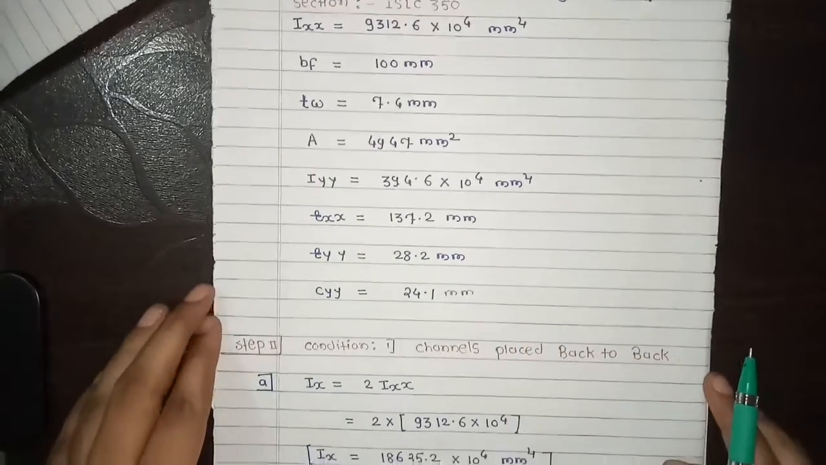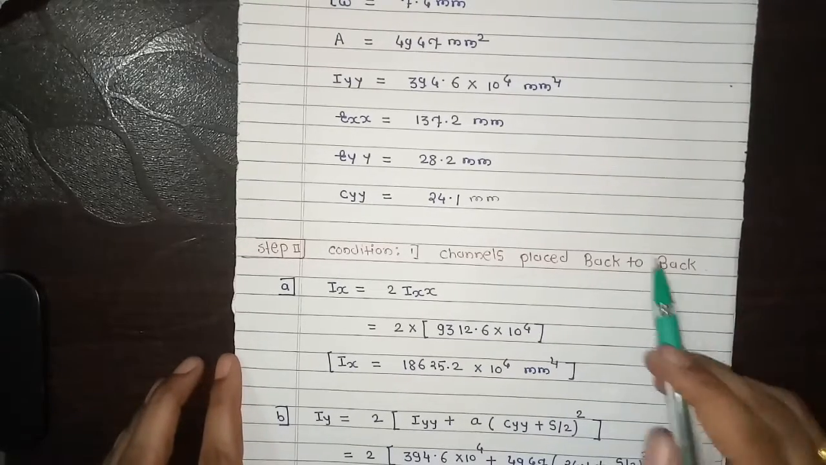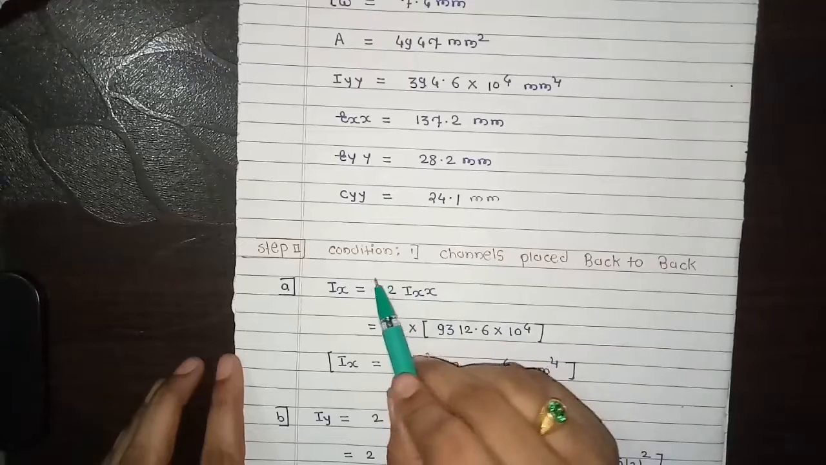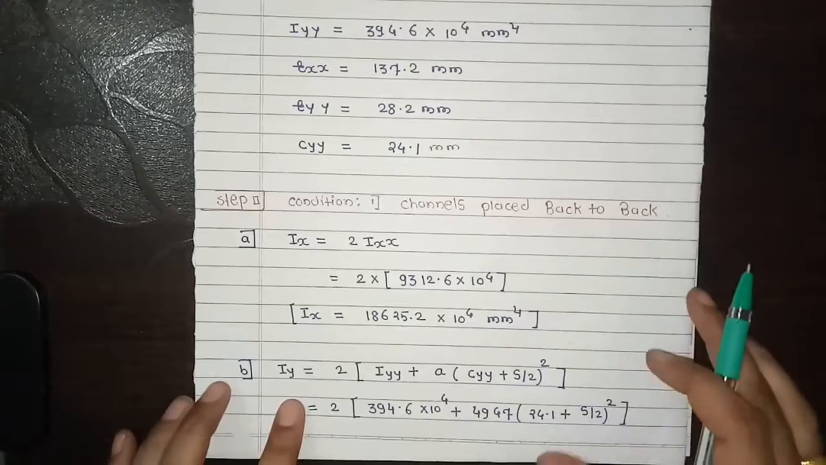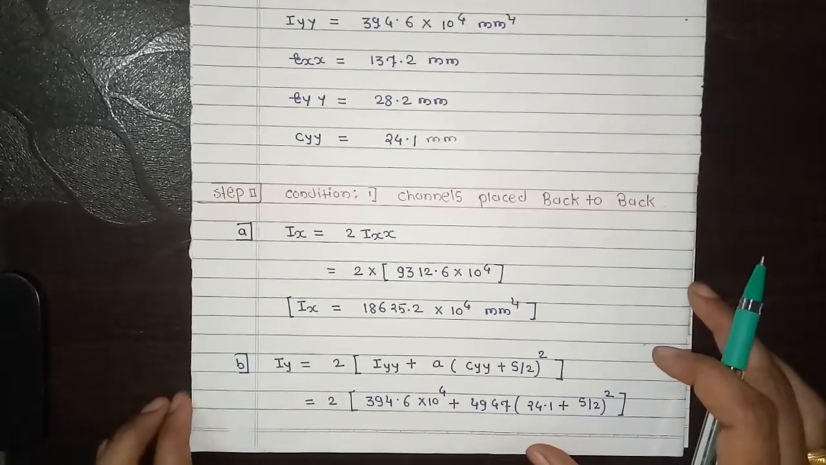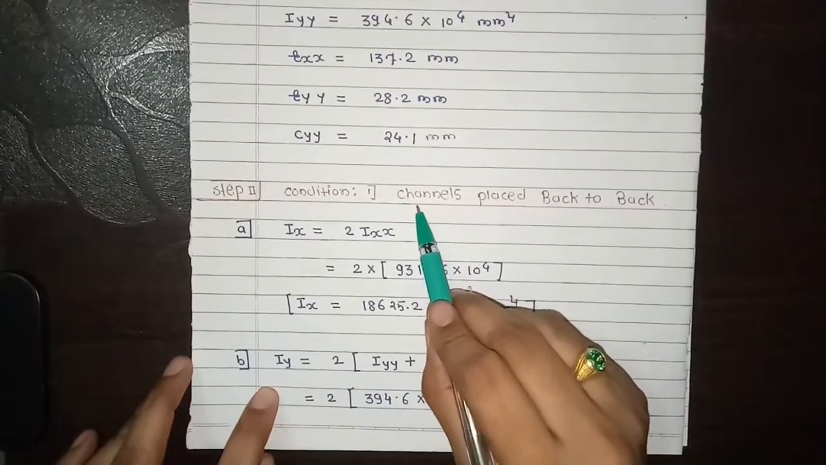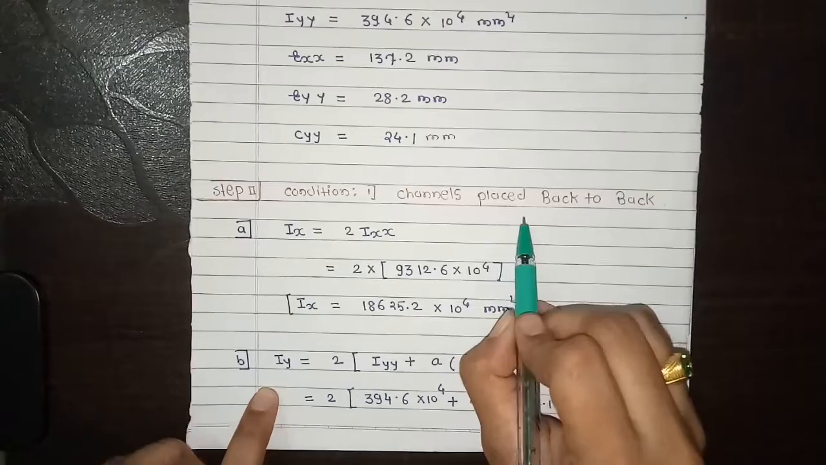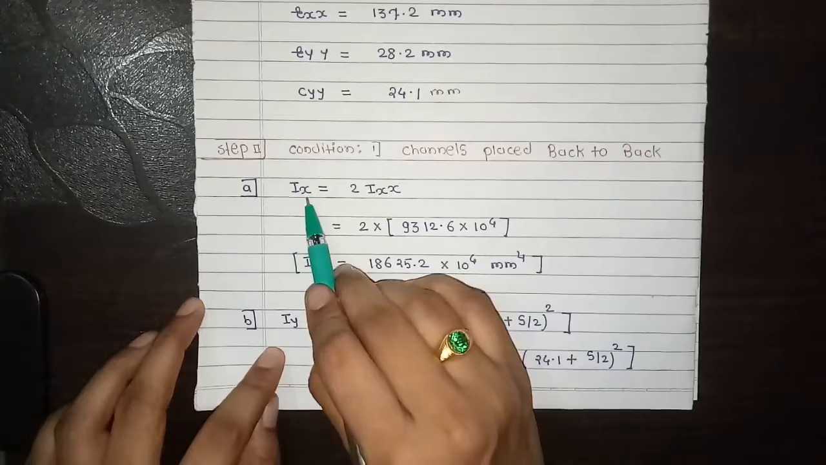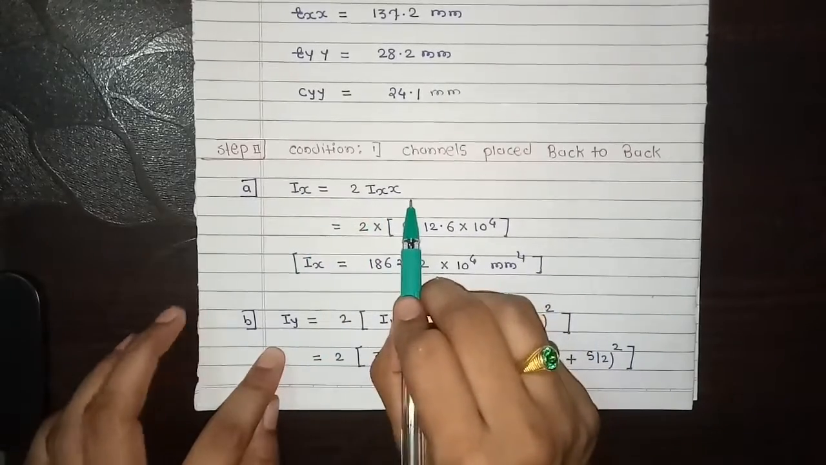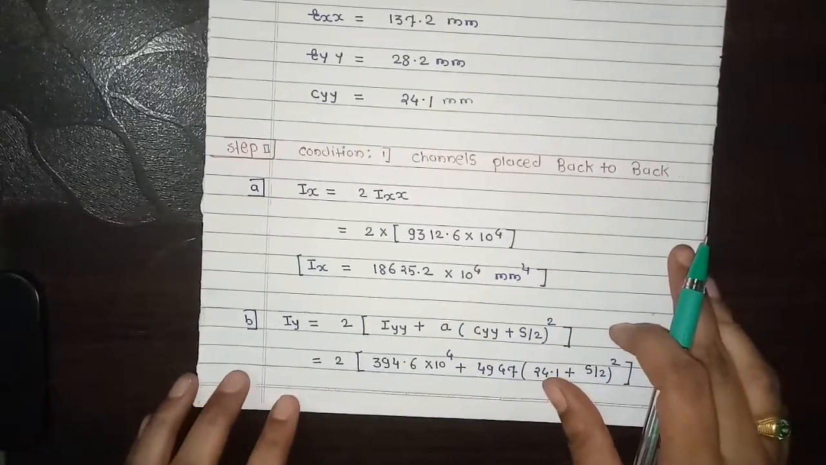Okay, so step second, first condition: channels placed back to back. We have to calculate the strength of the built up section for the first condition, channels placed back to back. The first formula: Ix is equal to 2Ixx.